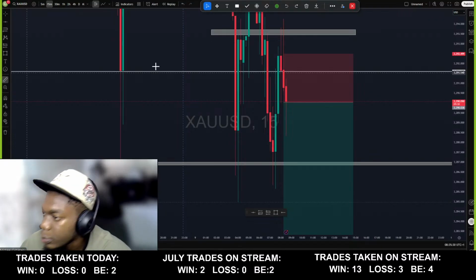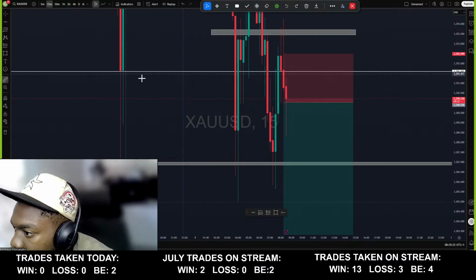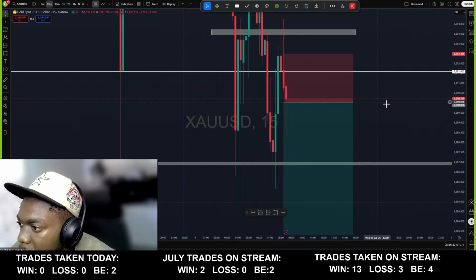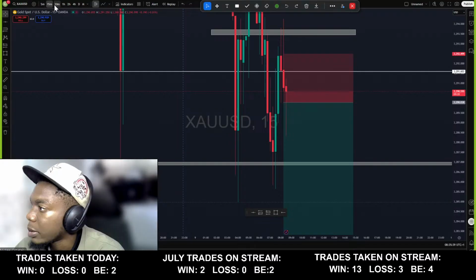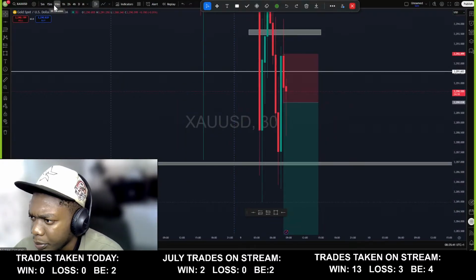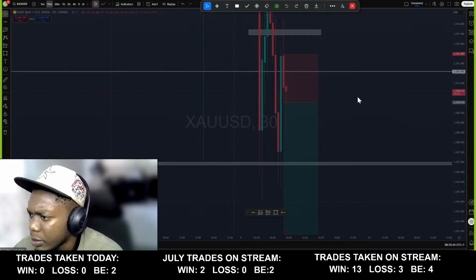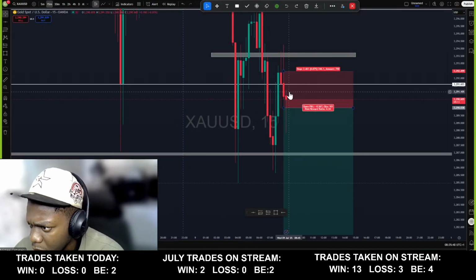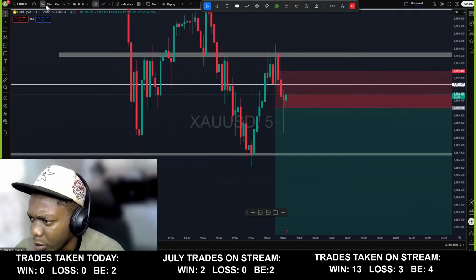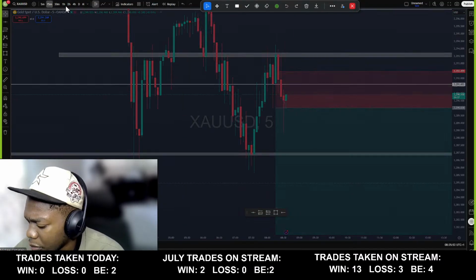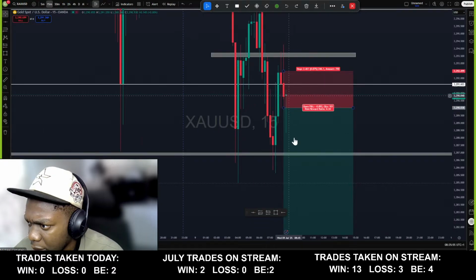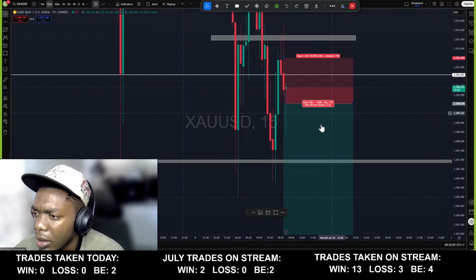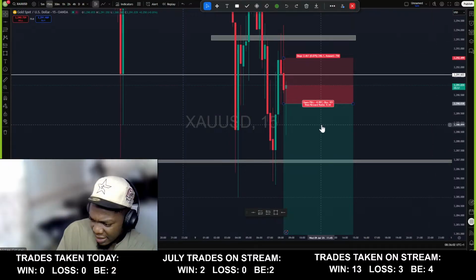At least it pushed down, filled up the weak rejection, followed the whole trend to the downside. You get it? This is the whole idea. It played out really well. This is a bearish continuation setup. I feel like the price will actually push down. Despite whatever is going on, I feel like it's going to push down. So let's see.